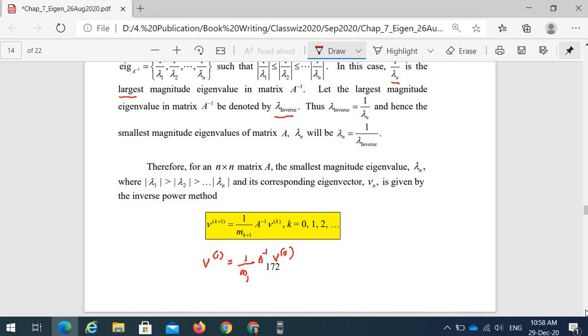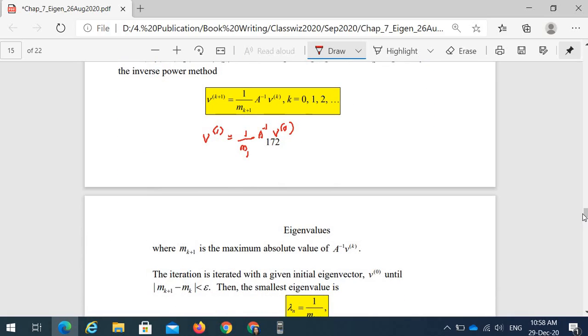So what is m1? Same as in the power method. m1 is the largest magnitude of A inverse multiplied by v0, because for this specific case, m1 is A inverse v0. So m(k+1) will be the largest magnitude of A inverse multiplied by vk, and then we get m1. Once A inverse v at step 0 is divided by m1, we get the first eigenvector. So the process is repeated.